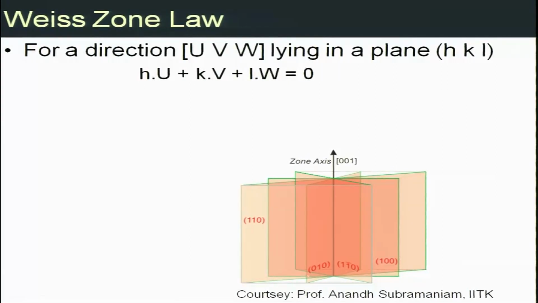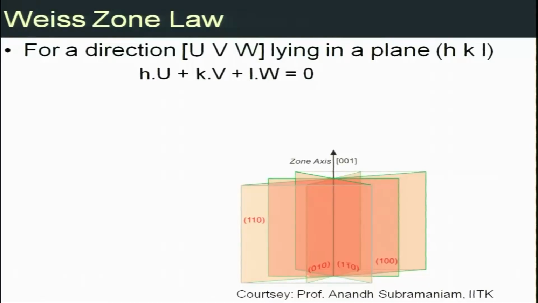The Weiss zone law is a very useful law, especially for plastic deformation, or any phenomena that happens within the crystallographic planes where you need to know the anisotropy, and you need to find out which direction lies common to certain planes. This law says that for a direction UVW lying in a plane HKL, the dot product of the two, H dot U plus K dot V plus L dot W, is equal to 0. So this is called the Weiss zone law.